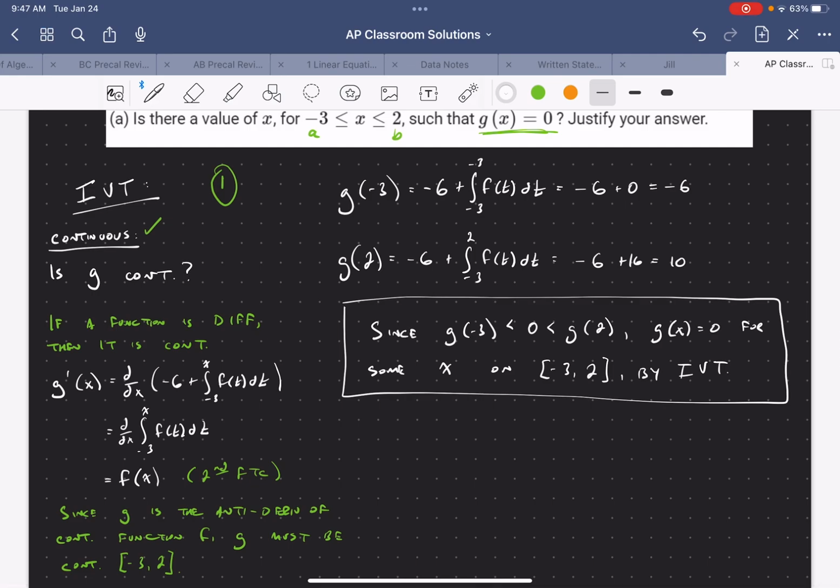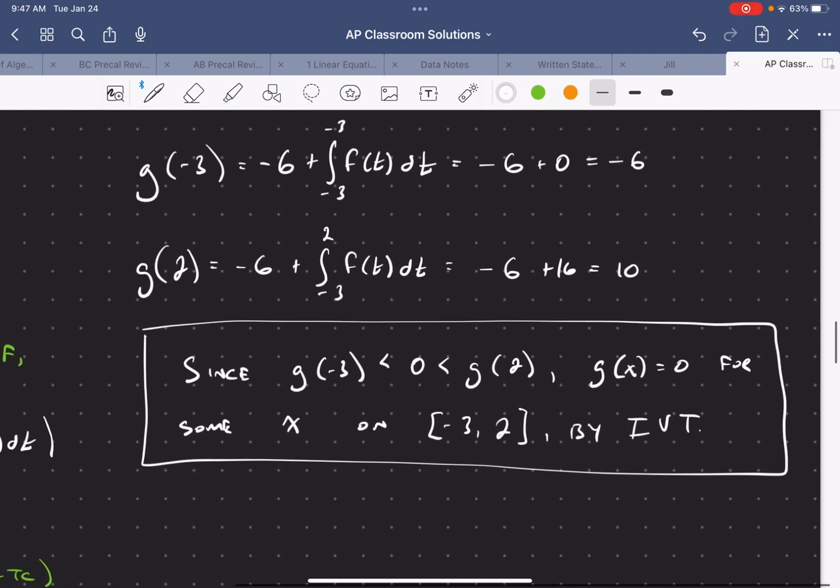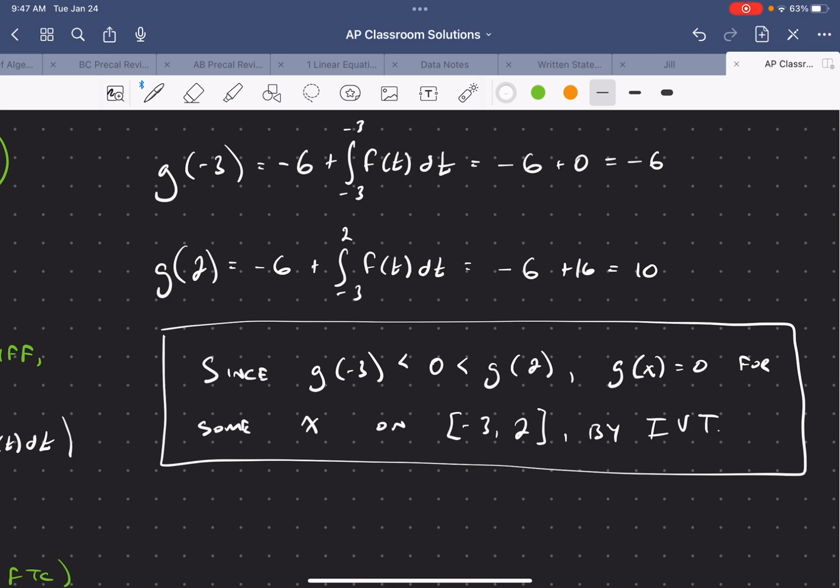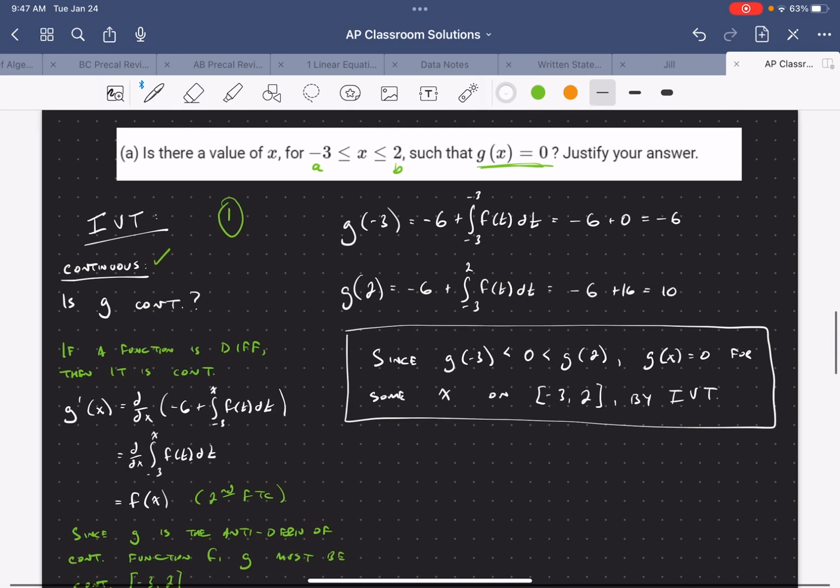So you get another point for this over here. If you did all the work and didn't state the intermediate value theorem, they might actually not give you the point at all for that.